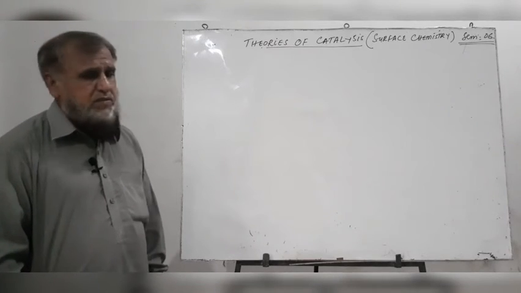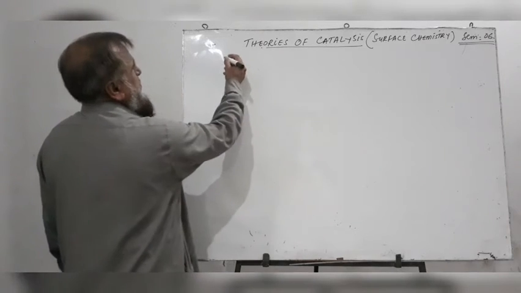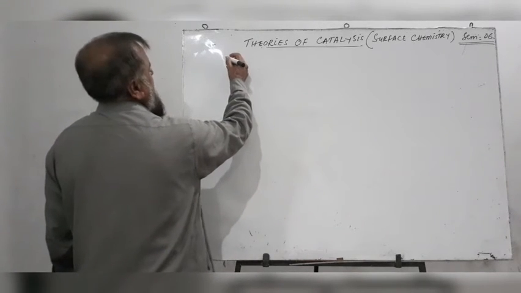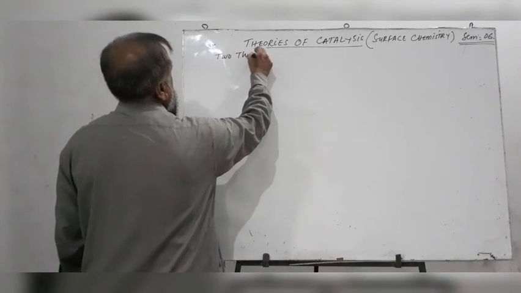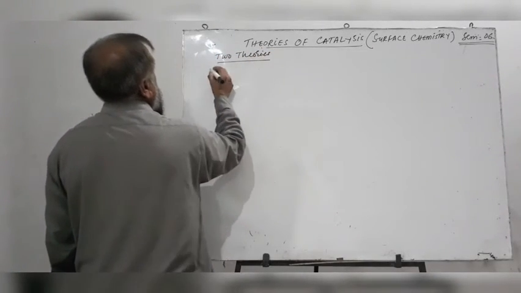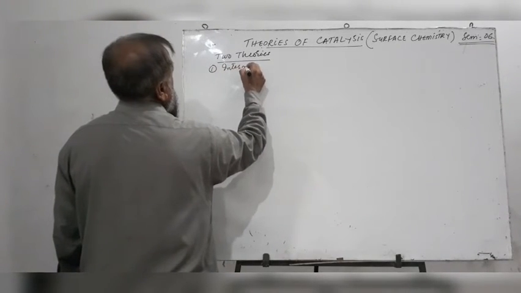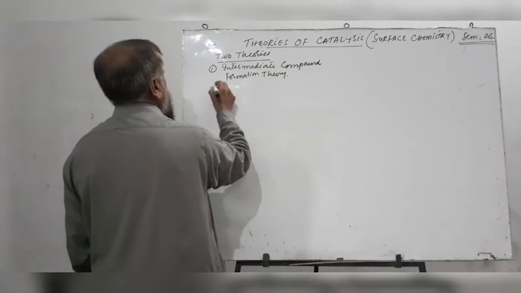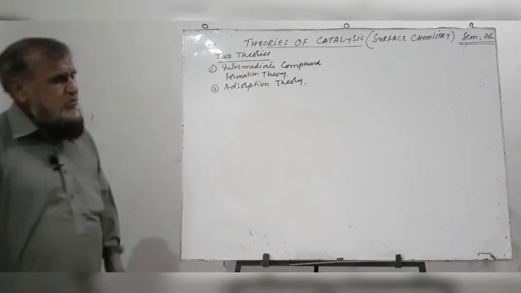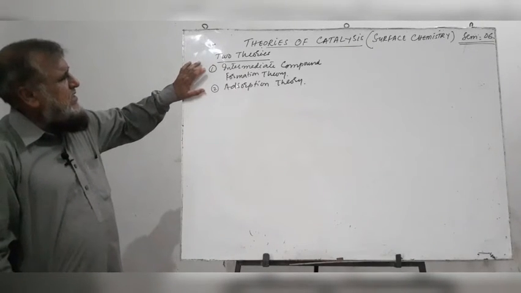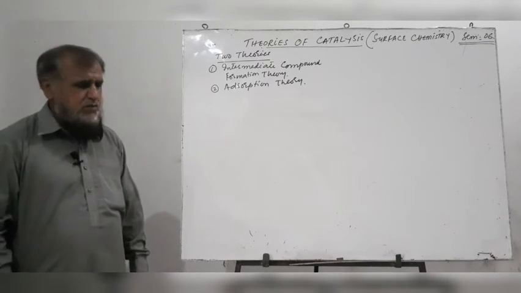It is a topic of surface chemistry and for semester 6. There are two theories to explain the process of catalysis. The first one is known as intermediate compound formation theory, and the second one is known as adsorption theory of catalysis.